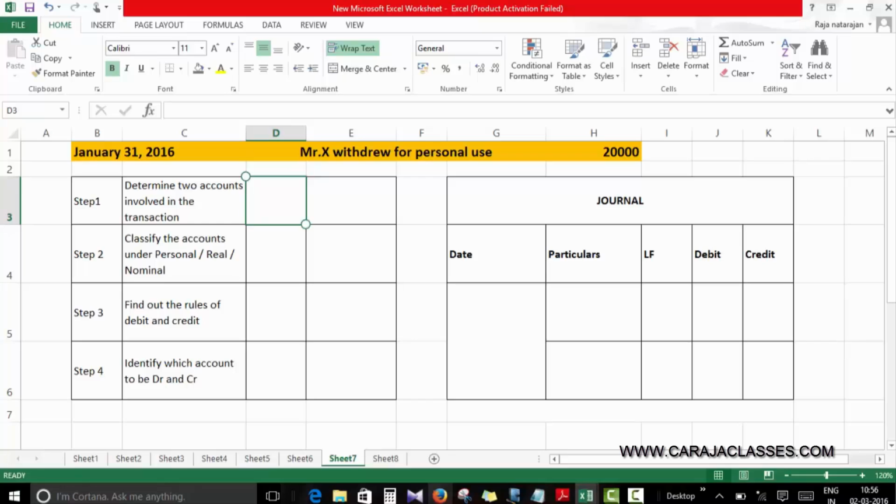Okay, so one account which is involved in this transaction is the drawings account, and when drawing takes place, what happens? Cash is going out of the business, so cash account is the other account. So two accounts involved are drawing and cash account.